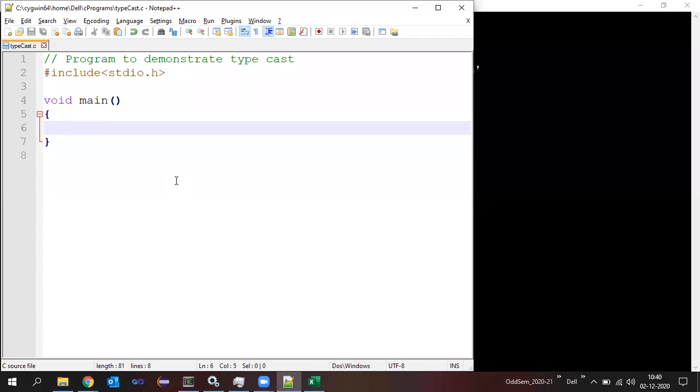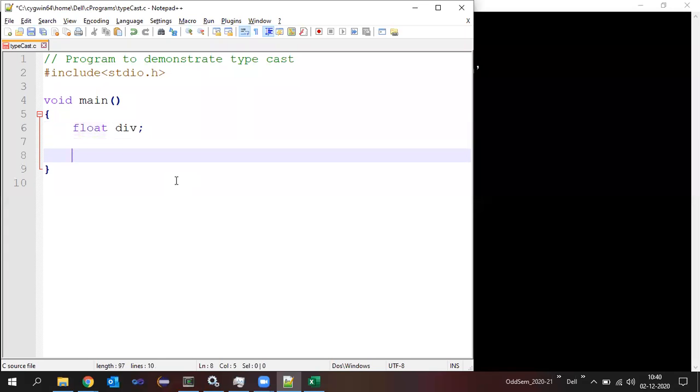Okay, fine. Now typecasting we are going to discuss over here. Let me take a very simple example. I'm taking one float variable, say div, for division. I will store the value 5 divided by 4. In this line number 8, 5 divided by 4 is an arithmetic division operation, so it will be calculated and stored into the div variable.